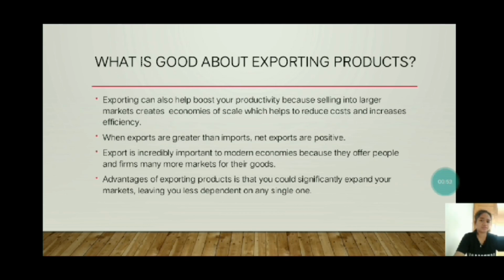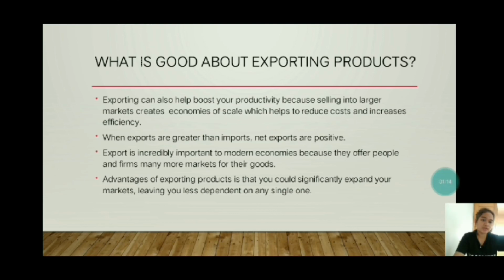So what is good about exporting products? So exporting can also help boost your productivity because selling into larger markets creates economies of scale, which helps to reduce cost and increases efficiency.